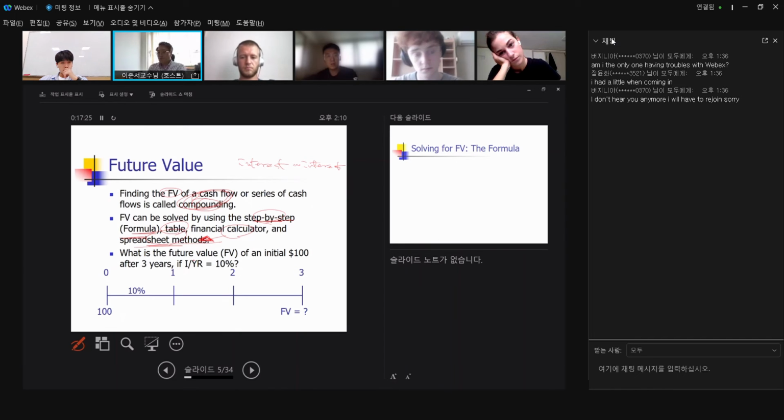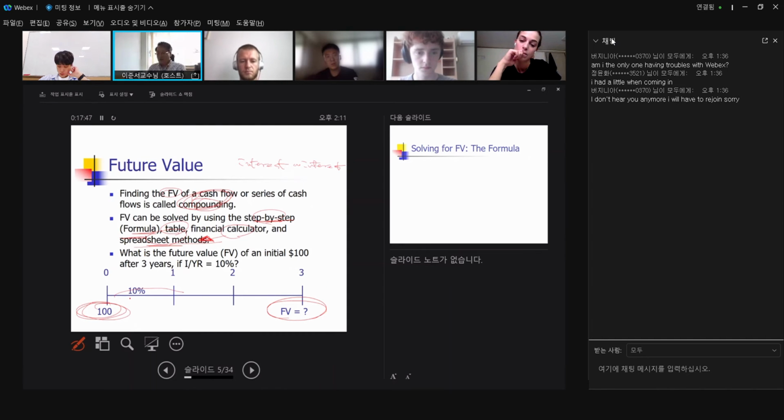So, that is a very basic, simple question here. What is the future value of an initial $100 after 3 years if the interest rate is 10%? So if you have $100 today and the interest rate is 10%, then what's the future value after 3 years? That's the question, all right?